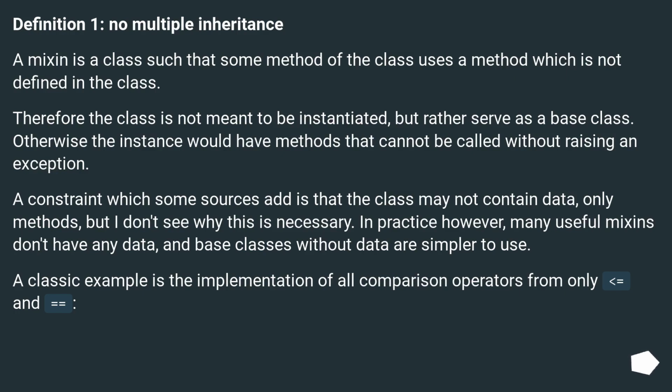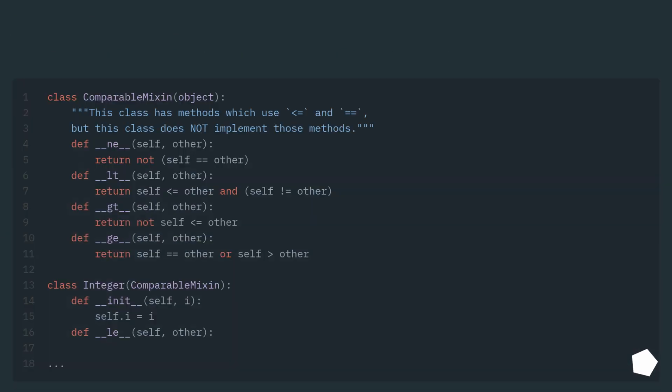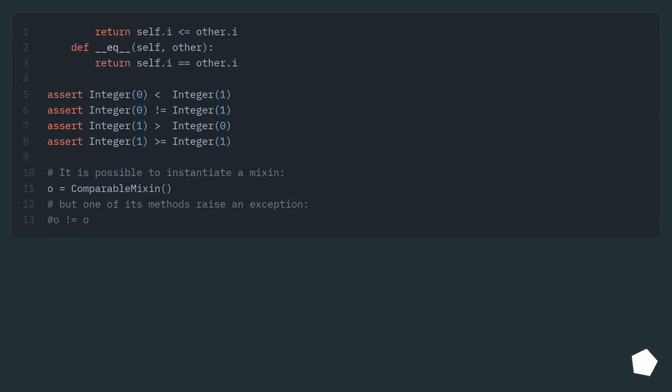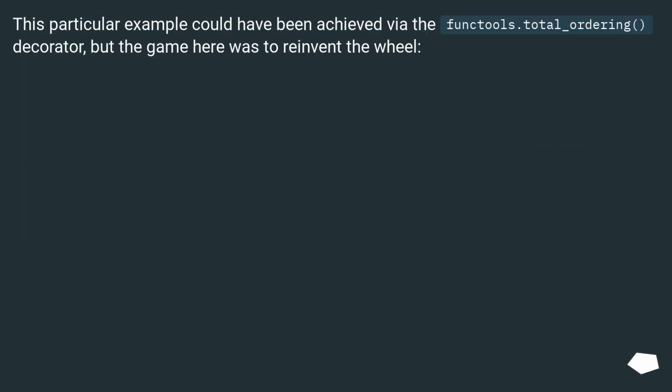A constraint which some sources add is that the class may not contain data, only methods, but I don't see why this is necessary. In practice, however, many useful mixins don't have any data, and base classes without data are simpler to use. A classic example is the implementation of all comparison operators from only is lower than or equal to and equals equals. This particular example could have been achieved via the functools.total_ordering decorator, but the game here was to reinvent the wheel.